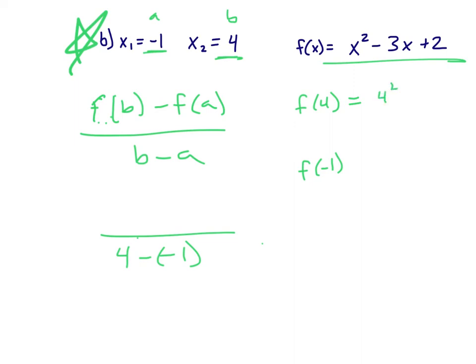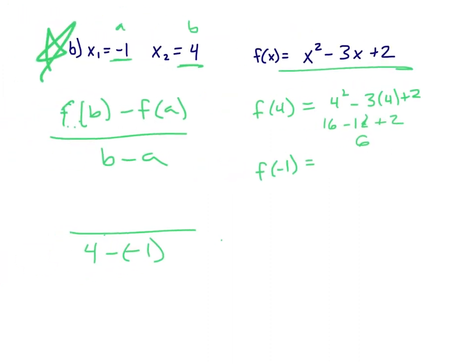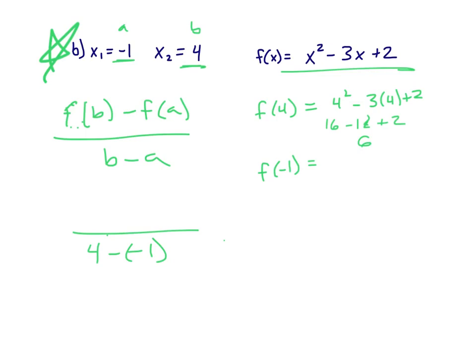So we have 4 squared minus 3 times 4 plus 2. And then we solve. So we have 16 minus 12 plus 2. 16 minus 12 is 4. 4 plus 2 would be 6. So f of 4 is 6.